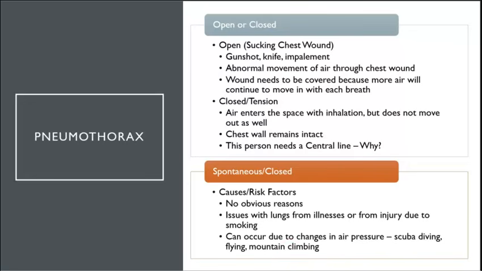Issues with lungs from illnesses or injury due to smoking. These can also cause problems. Menopausal women can also be at a high risk for spontaneous pneumothorax. Ultimately, it's idiopathic. We don't know. There's no obvious reason, but there are risk factors.